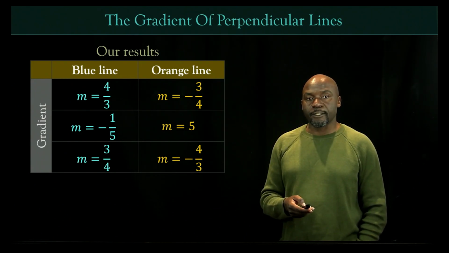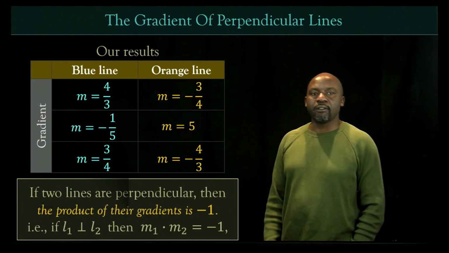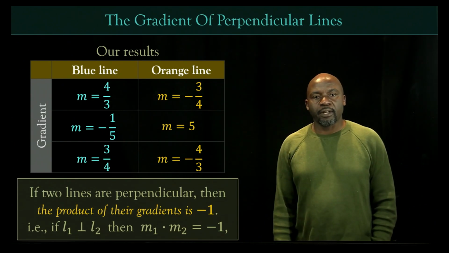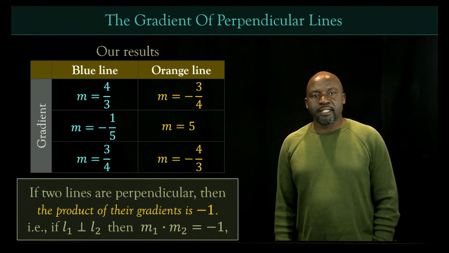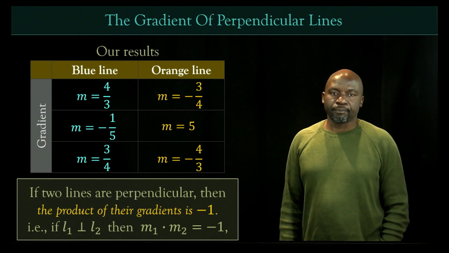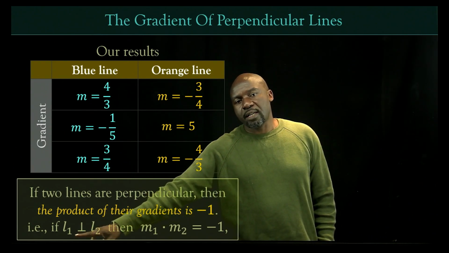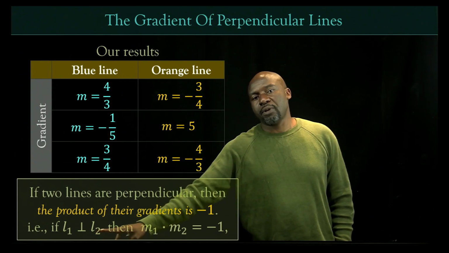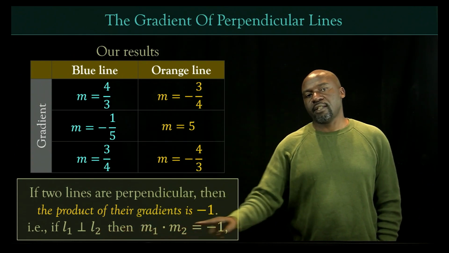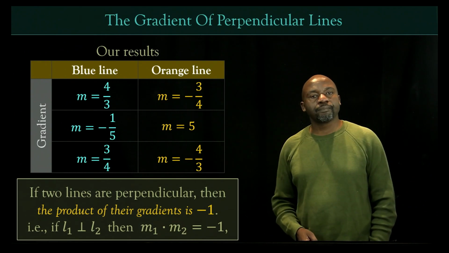It's really, really important. Let's write this down. If two lines are perpendicular, then the product of their gradients is always -1. Written mathematically, if line 1 is perpendicular to line 2, then the product of the gradients must always be -1.